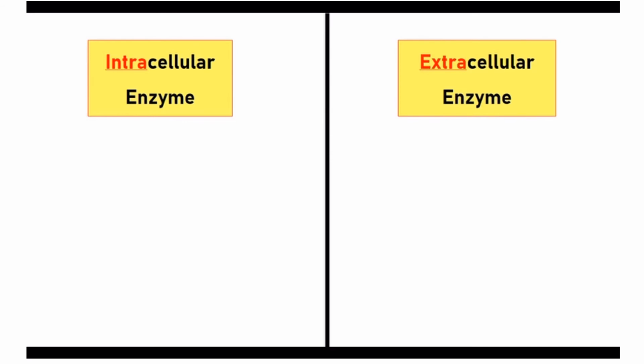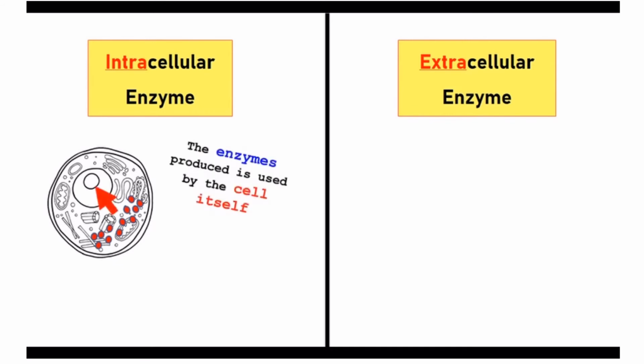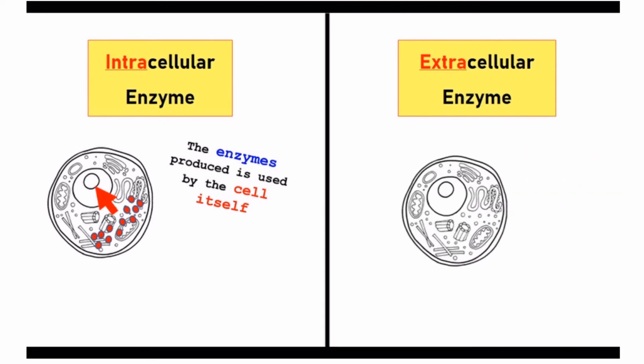So first, the intracellular enzymes. Every cell produces its own enzymes for doing all the intracellular activities like cellular respiration and oxidative phosphorylation, which are going on inside the mitochondria. These enzymes are produced by the cells and they are being used up by the same cell. So these are intracellular enzymes.